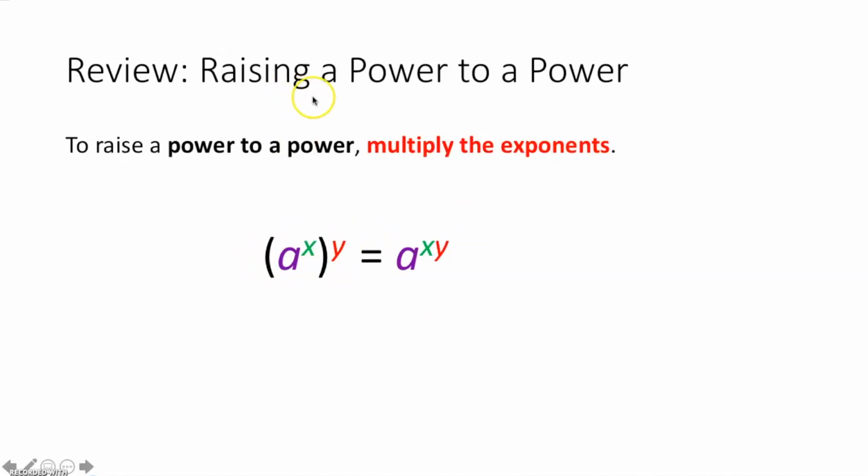Here, we're going to review raising a power to a power. To raise a power to a power, you multiply the exponents. So if you have a base raised to a power, and that whole quantity is being raised to a power, you multiply those two exponents together.